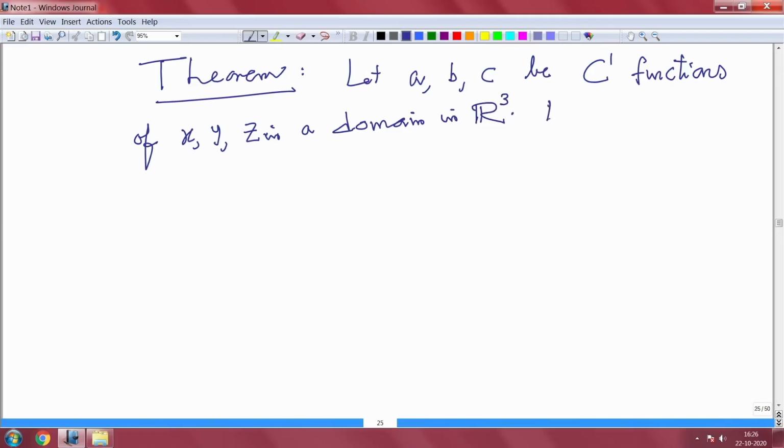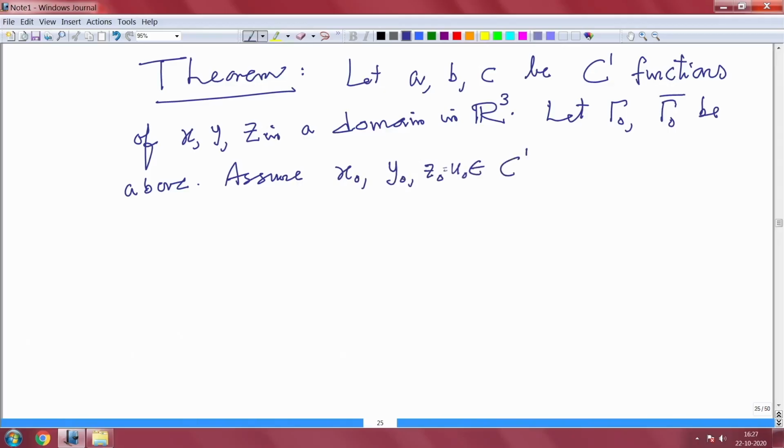Okay. Let gamma naught bar be as above, the initial curve given by the problem. Gamma naught is the initial value curve given by the problem, and x naught, y naught, z naught is the curve describing the initial value. Assume x naught, y naught, z naught is in C1, defined in one variable.